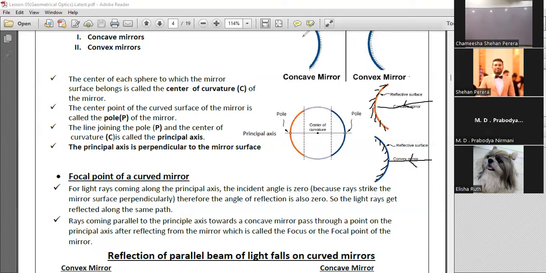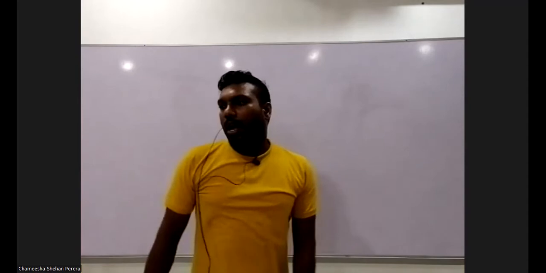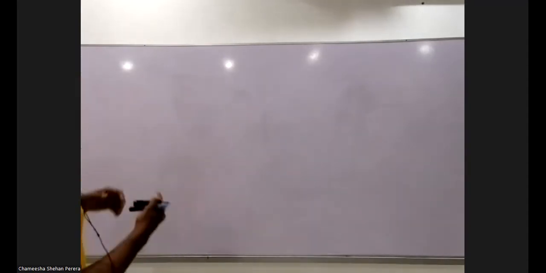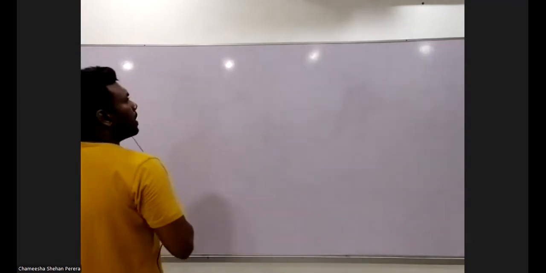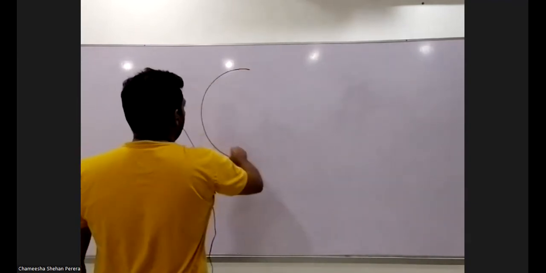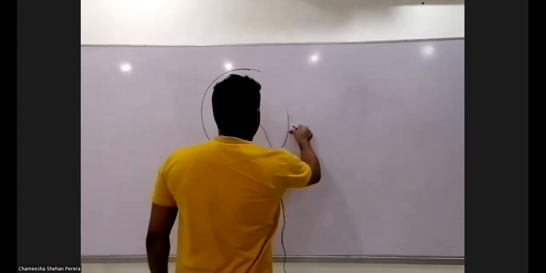Right. So afterwards, we are going to talk about a few things about these concave and convex mirrors. Now listen, how to form a concave and a convex mirror. It would be like this. Now see here. I'm going to take a sphere, a glass sphere. Let's say I'm going to take a glass sphere. This is a glass sphere.